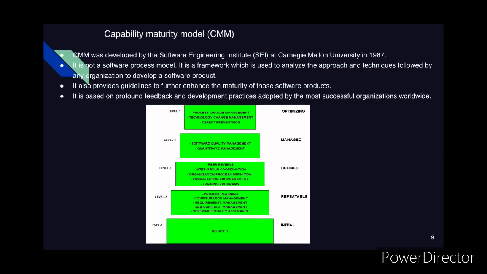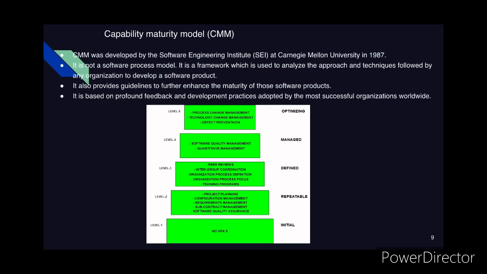Second is configuration management. This focuses on maintaining the performance of the software product, including all its components, for the entire life cycle. Third is requirements management. It includes the management of the customer reviews and feedback, which results in some changes in the requirements. Some prototype is given to the customer, and according to the feedback from the customer, modifications or changes are done.